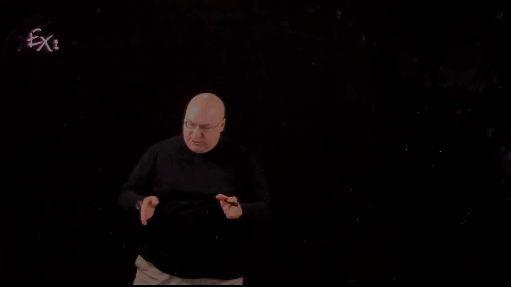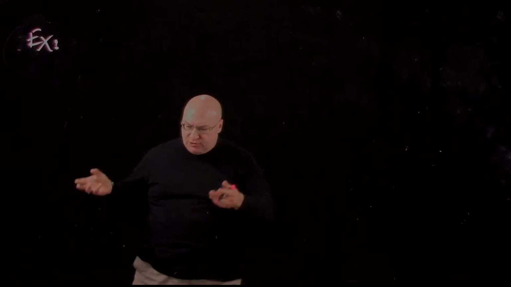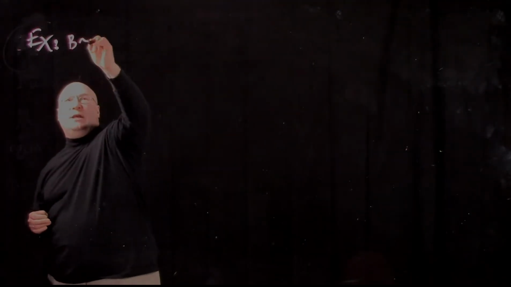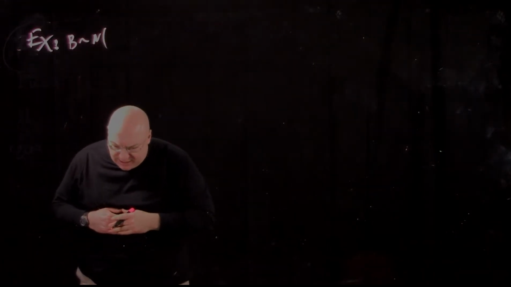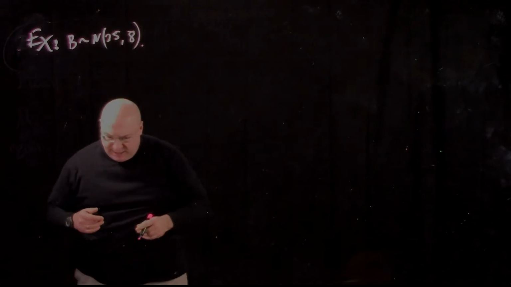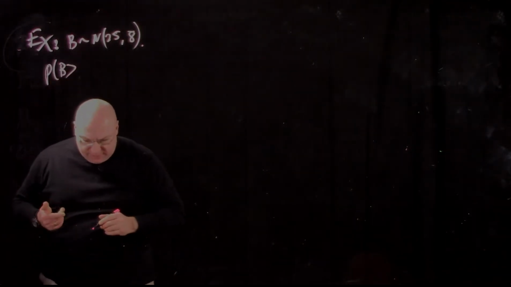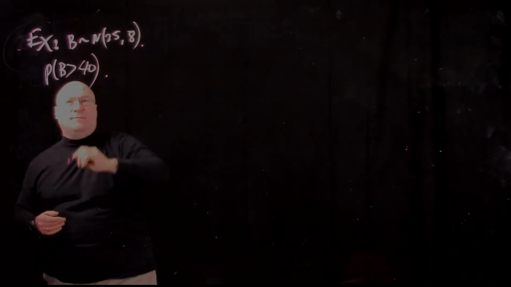So, example. I'm just going to jump right into this. We're not going to have some pretense of some experiment or data we're taking from nature. I'm just going to say that B is a random variable. It's normally distributed with mean 25, standard deviation 8. And I want the probability that B is greater than 40. Okay?